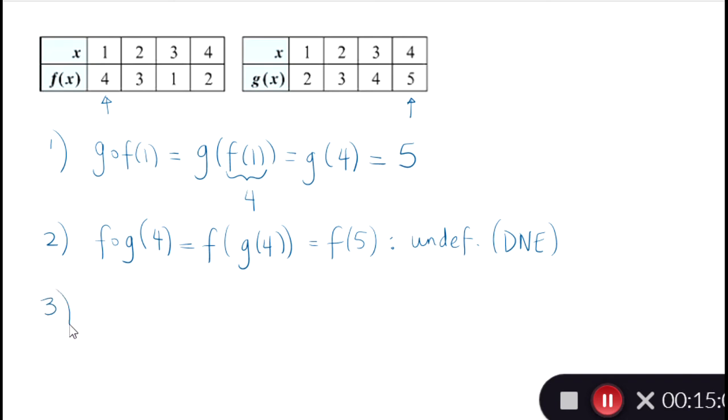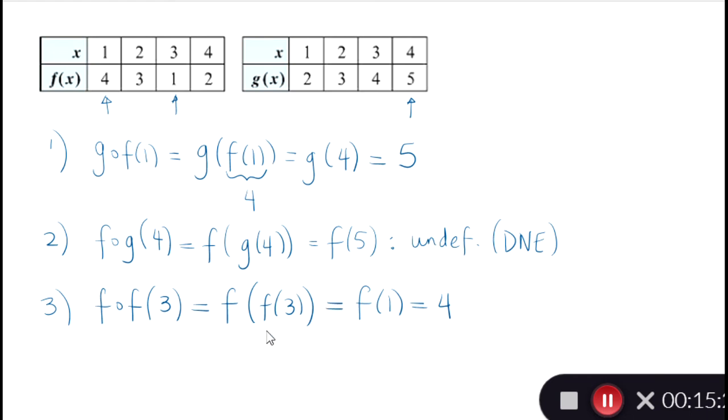And the last one says find f composed with f of 3. So I'm looking at f of 3. f of 3 is 1. So I plug in 1 in f, and I find f of 1 to be 4. You just simply plug in that value in f once, and whatever value you get in here, this value, 1, then you plug that one into f to get the final answer.